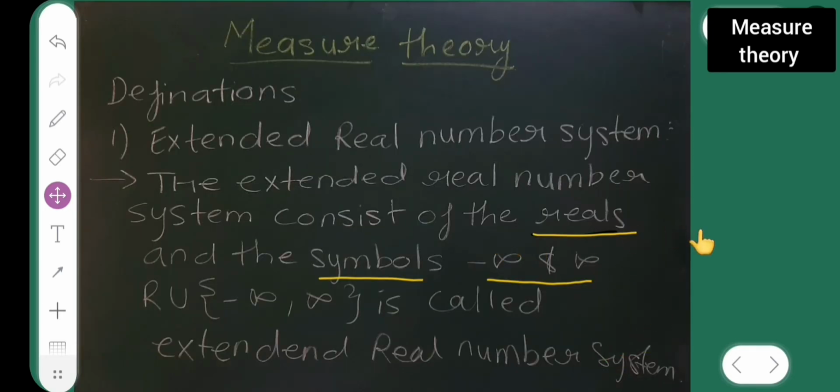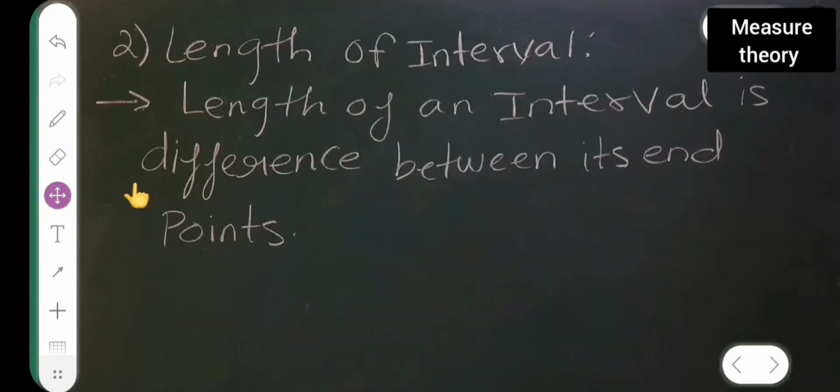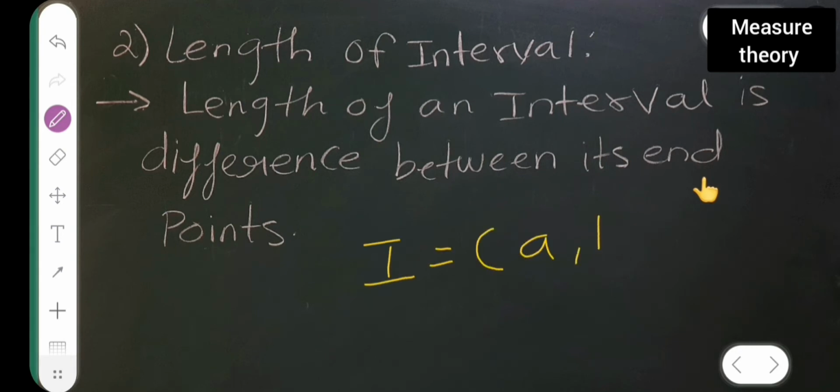Okay. Next is length of interval. Length of an interval is the difference between its endpoints. Let us suppose this is an interval, I is equal to (a, b). Suppose this is an interval, and these two are the endpoints.